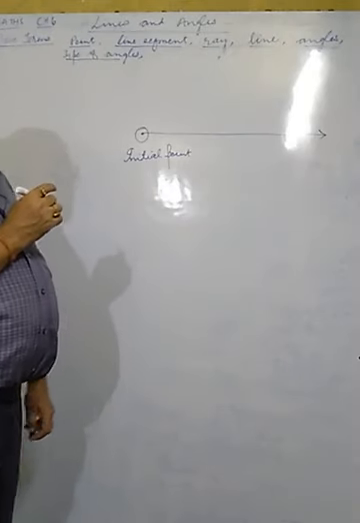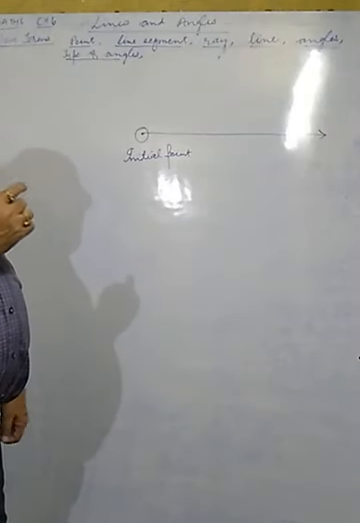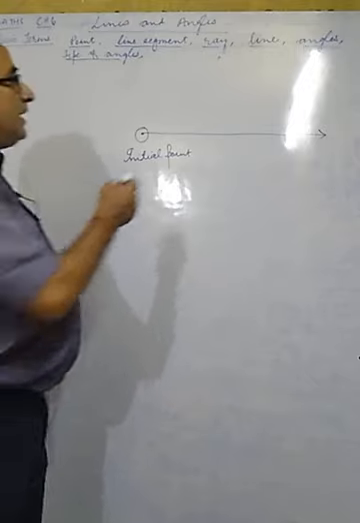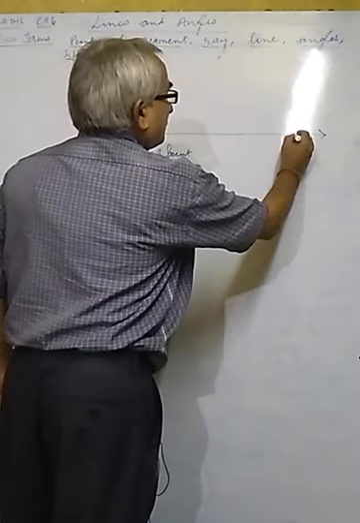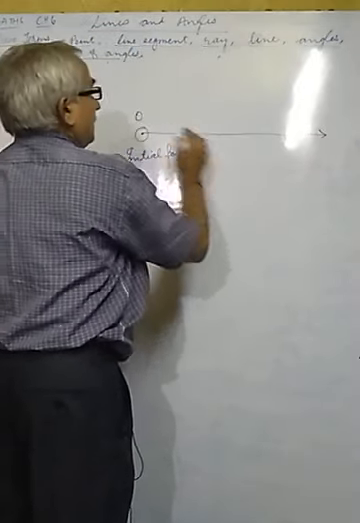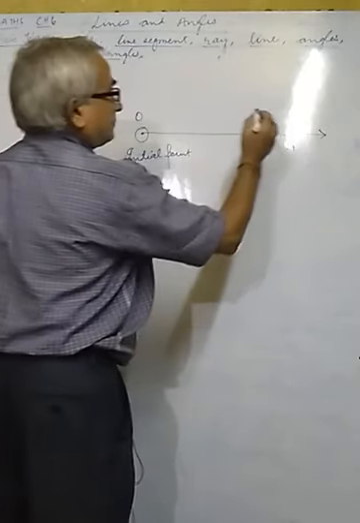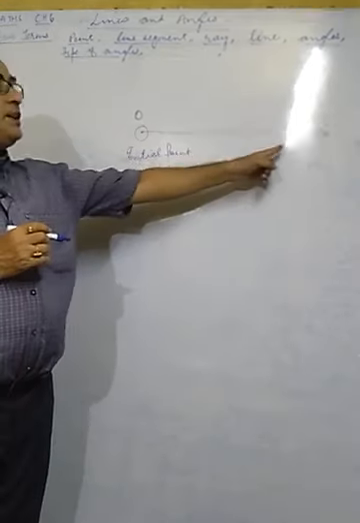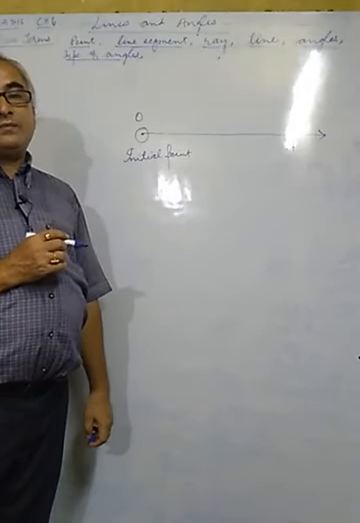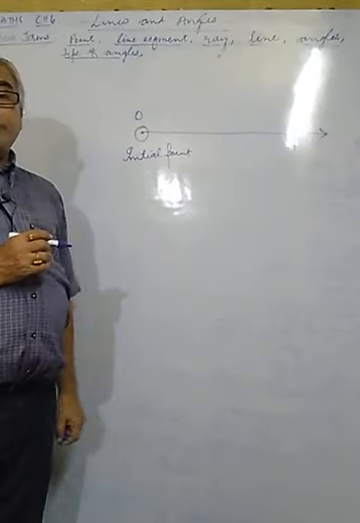To represent this ray, we take one more point. Anywhere we can take here. Suppose this one is O and this one is A. So this one is the initial point and this one is the given point. It is not the initial point.